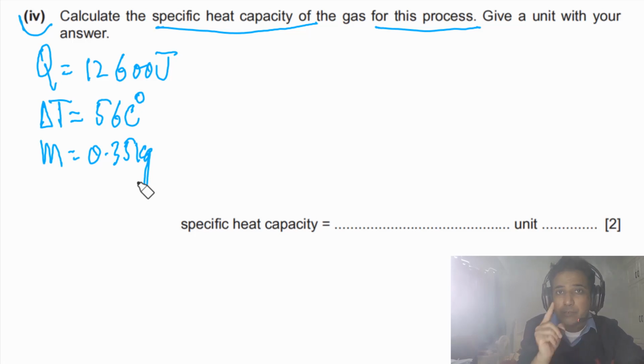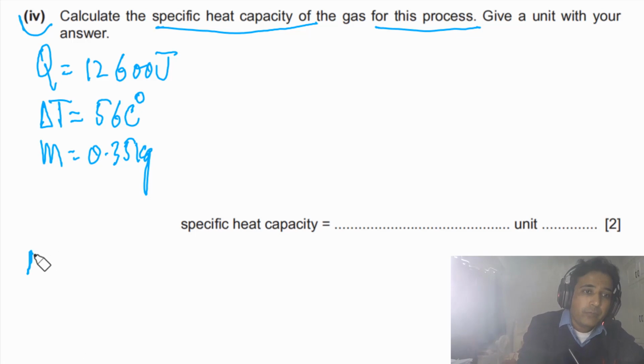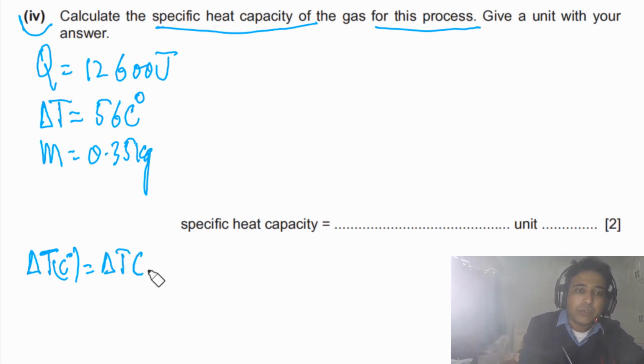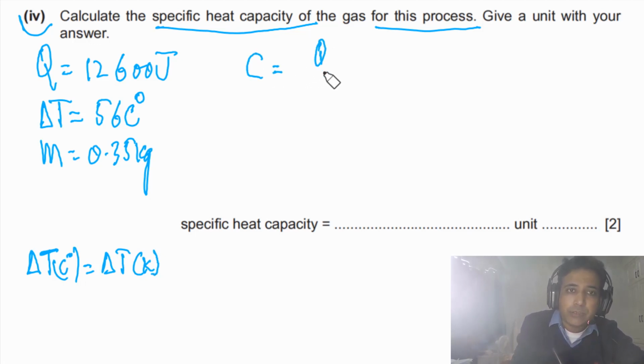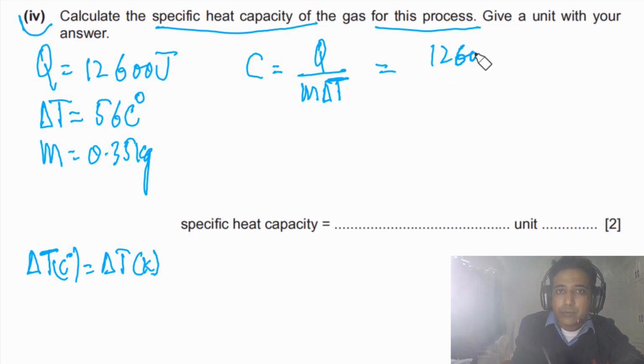Now we need to calculate the value of C. Before we calculate C, the specific heat capacity, one very important point you need to understand is that change in temperature in degrees Celsius is equal to change in temperature in Kelvin. So this point is very important. Now we can simply say C is equal to Q divided by M times delta T. We have Q, that is 12,600, divided by 0.35, and here we have 56.